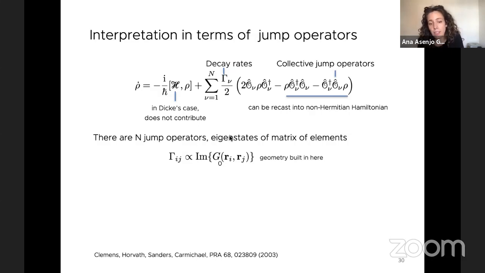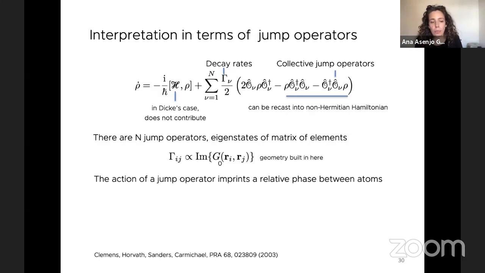And these jump operators, I find them because they are the eigenstates of a matrix of these elements. So it's the dissipative matrix, where the imaginary part of the Green's function connects atom 1 with itself, atom 1 with atom 2, atom 1 with atom 3, and so on. But I'm just keeping track of the imaginary part. The real part is embedded in the Hamiltonian. And this is where the geometry is built. Again, the Green's function is the propagator. So it's the part that tells me whether this is a chain, or a 2D array, or a disordered cloud, or a ring, or whatever.